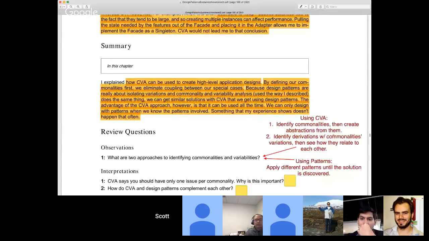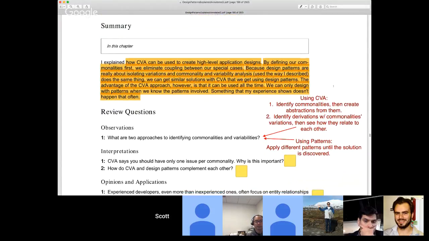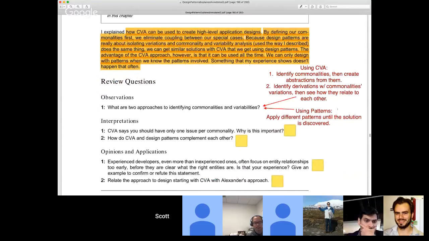Okay, so in this, he explains how the CVA can be used to create high-level application designs: identify the commonalities, eliminate the useless coupling between the special cases, isolate those. The design patterns are there to isolate variations in commonality and variability analysis. The way to describe it does the same thing. So you're going to get there either way with CVA, or you can use design patterns, or a mix of both. And there are advantages and disadvantages.